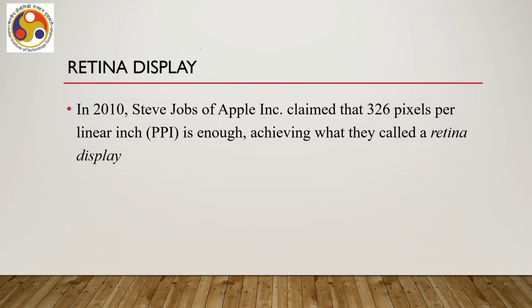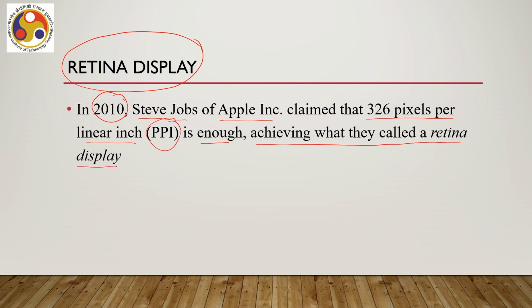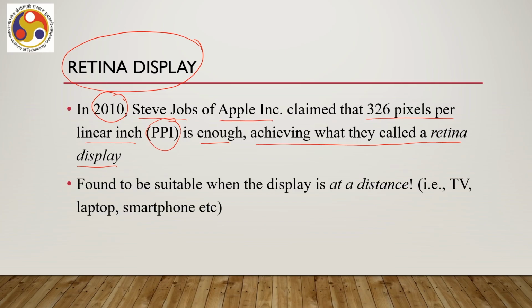Now, there is a concept called retina display. In 2010, Steve Jobs of Apple, probably all of you have heard of him, claimed that 326 pixels per linear inch, or PPI, is enough for achieving what they called a retina display. So, retina display is a kind of display where the resolution supported is a minimum of 326 PPI. But that is found to be suitable when the display is at a distance, for example, TV, laptop, smartphone, etc.